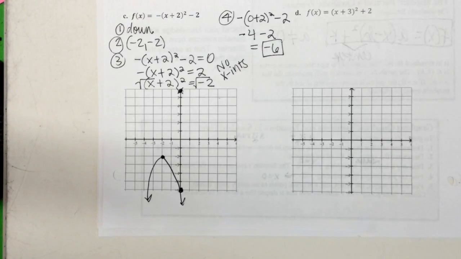Wait, how do you know there's no x-intercepts again? This is a negative. So when you have square root of a negative, it gives you imaginary numbers. Oh yeah, I forgot. If we notice that it's not going to work, we just write no. No x-intercept. Like, you don't even see it on the graph. Those are undefined.